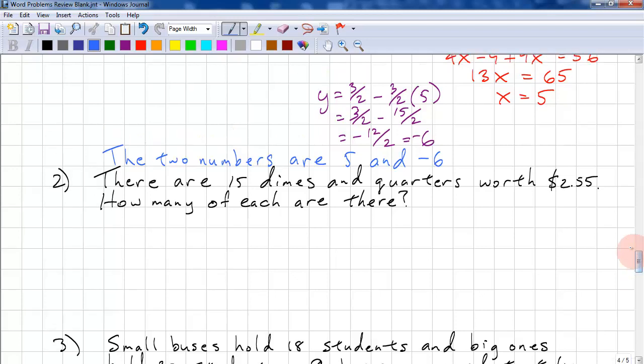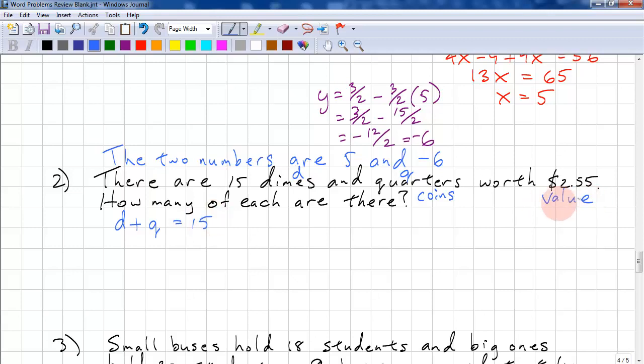Okay, another question. There are 15 dimes and quarters worth $2.55. So we have two kinds of units here. We have coins and we have value. So make sure that your formulas are straight when you're doing this. We'll call this D, and we'll call this Q. So D plus Q, so we have a formula for coins. We're adding the coins together, and there's 15 of them.